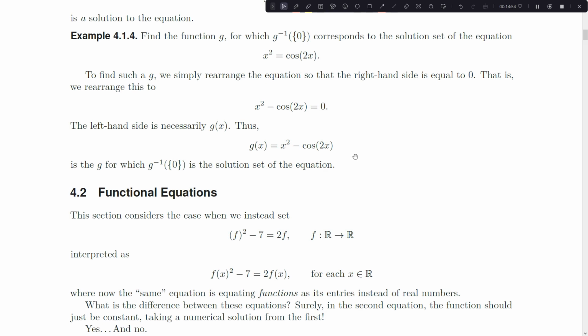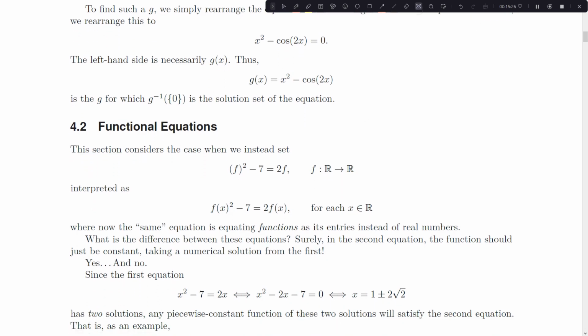Okay, so then the question becomes, what is the difference between solving the non-functional equation, x squared minus 7 equals 2x, versus the functional equation, which contains f's in it? Isn't the complexity there equivalent? And the answer is yes, but it's also kind of no. And we'll see why right now, if I clear this.